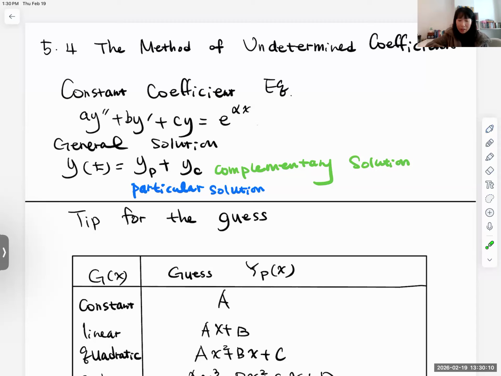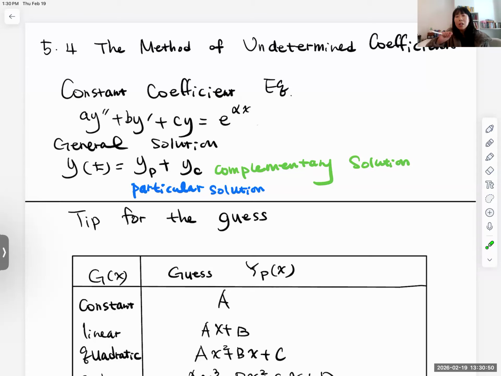So we have a constant coefficient equation. I am writing the equation shortcut like that, right? A, B, C are constant coefficients, and then we have e to the alpha x on the right-hand side. Last time we had linear and quadratic. Remember? Today we have new stuff.